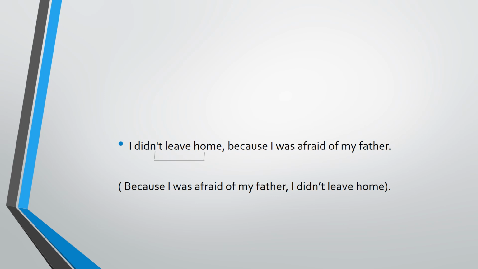So I didn't leave home because I was afraid of my father. So did I leave home? No, I didn't. Okay, so you see here the verb is negative. The verb has been negated by not. So I didn't leave home. Why didn't I leave home? Because I was afraid of my father. So here the reason for not leaving the home is understood in its positive meaning. So the sentence means, because I was afraid of my father, I didn't leave home.